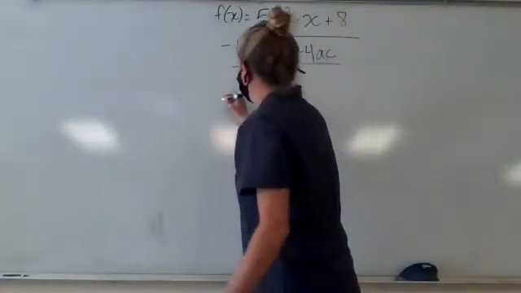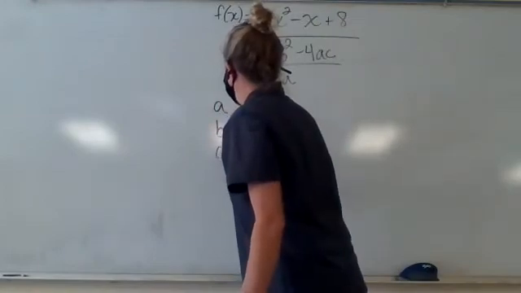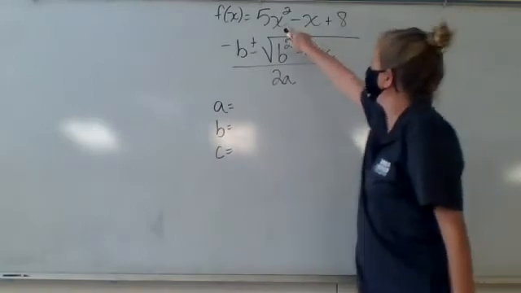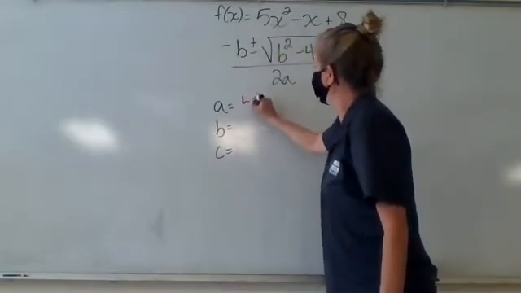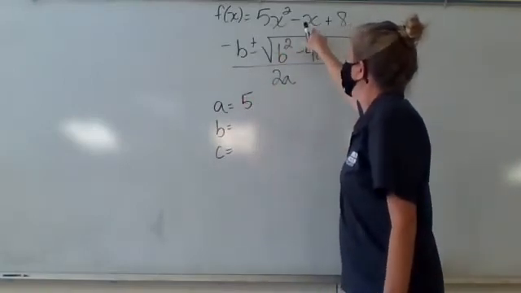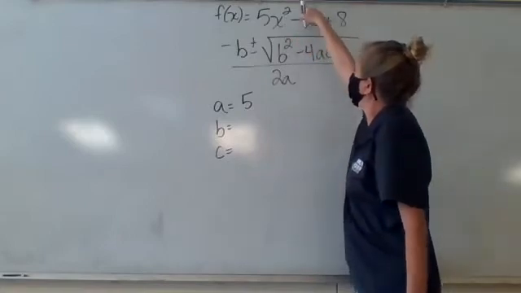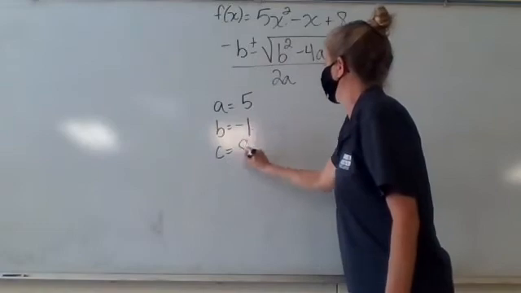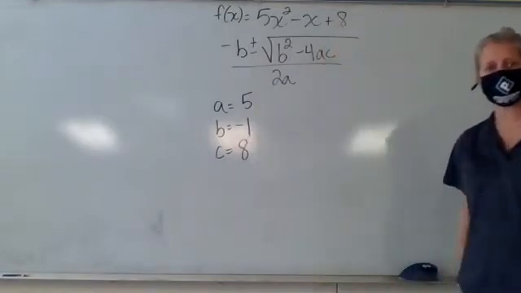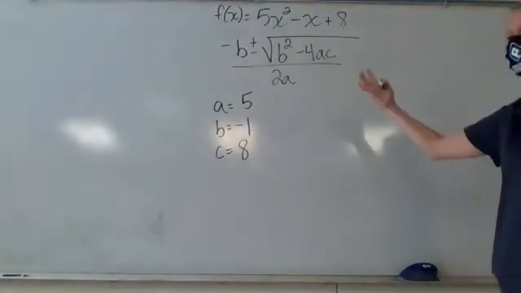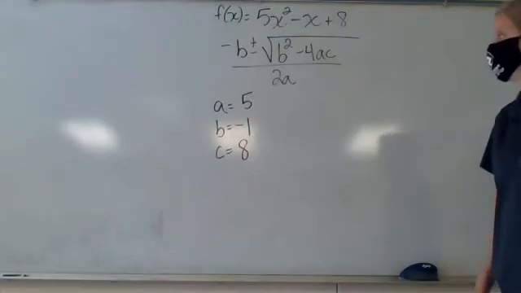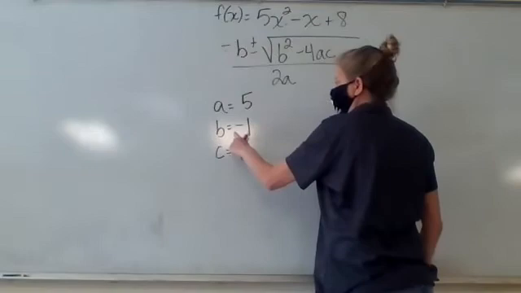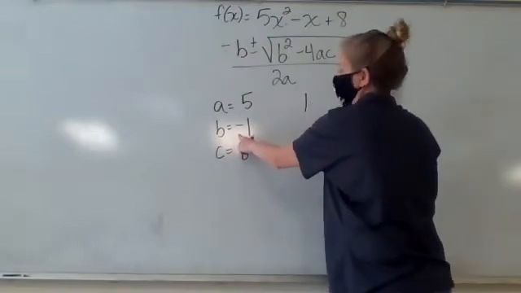So I'm going to need to choose my A, B, and C to plug into the formula. A is the number in front of x squared, so that'll be 5. B is the number in front of x, so since it's just a minus, it's going to be -1. And C is your constant, which is 8. Then you're plugging that into the formula. So the first thing I need is the opposite of my b, which would be +1.